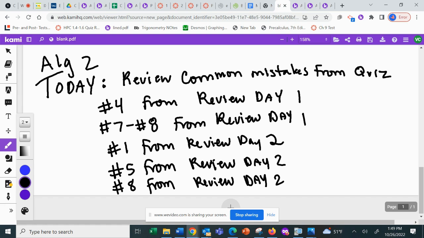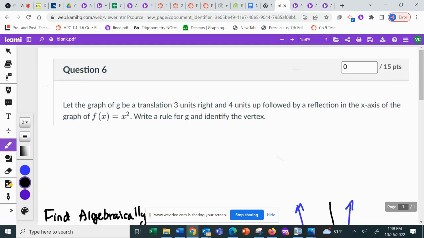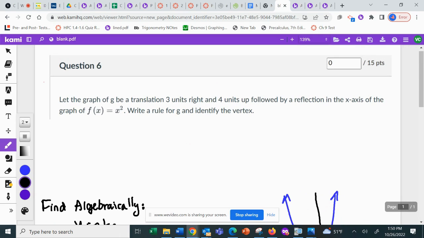So reviewing common mistakes on the quiz, the first common mistake was question 6. And it said, let the graph of g, I just copied it there. If you didn't write down anything about question 6, let the graph of g be a translation 3 units right, 4 units up, followed by a reflection in the x-axis of the graph of f of x equals x squared. We're going to write the rule, identify the vertex.